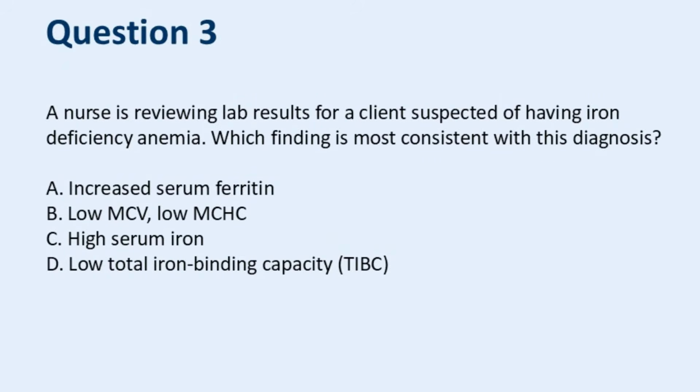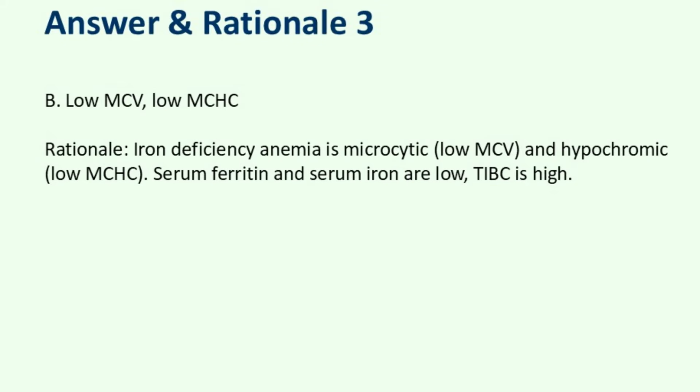Question 3. A nurse is reviewing lab results for a client suspected of having iron deficiency anemia. Which finding is most consistent with this diagnosis? A. Increased serum ferritin. B. Low MCV, low MCHC. C. High serum iron. And D. Low total iron binding capacity, TIBC. The best answer will be B. Low MCV, low MCHC. We know that iron deficiency anemia is microcytic, so of course it's going to be low MCV, and hypochromic, that will be low MCHC.